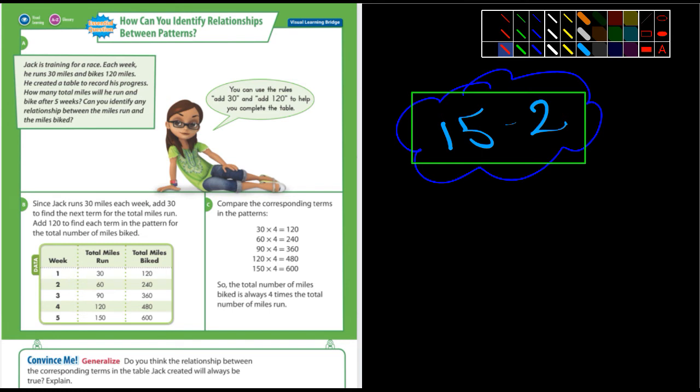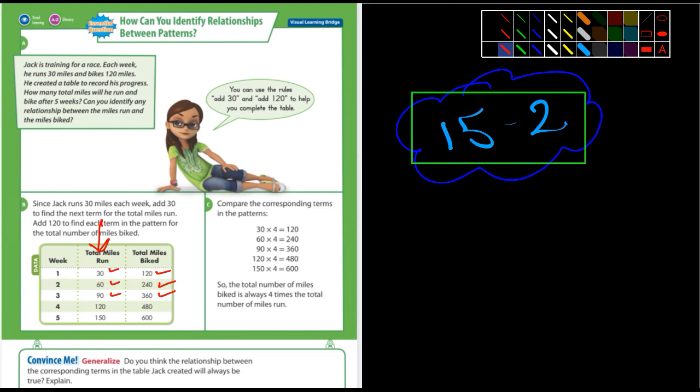So down in box B here, it says he runs 30 miles each week, and so you would just add 30 miles each time. So 30, 60, 90, and so forth. And then total miles biked, 120. So the next week would be 240. You're just doubling that, just like you were with the miles run. And then add another 120, so that'd be 360.